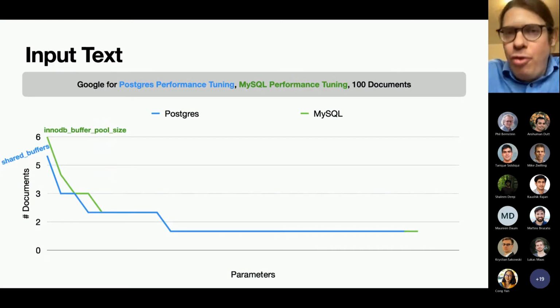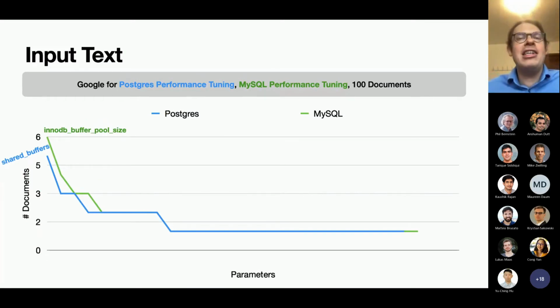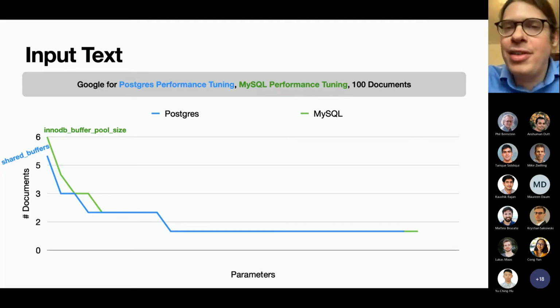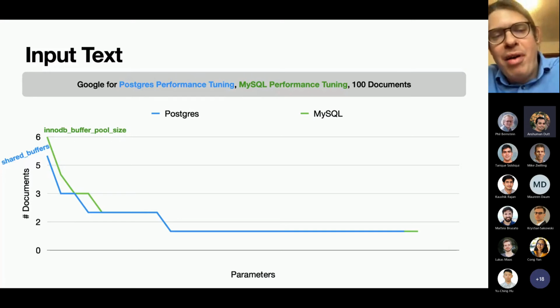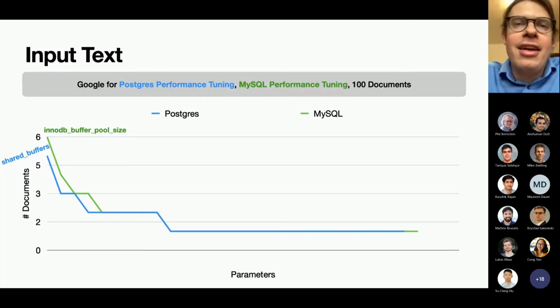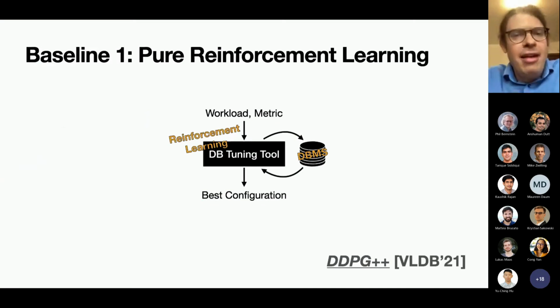The input text that I'm going to use in the following are the first 100 documents that you get from running the Google queries Postgres performance tuning and MySQL performance tuning. On the lower part of the slide, you already have a couple of statistics about those documents. On the x-axis, you have parameters ordered by the frequency at which they are mentioned in those documents. Clearly, there are a couple of parameters, such as shared buffers for Postgres, that are mentioned with a much higher frequency than other parameters.